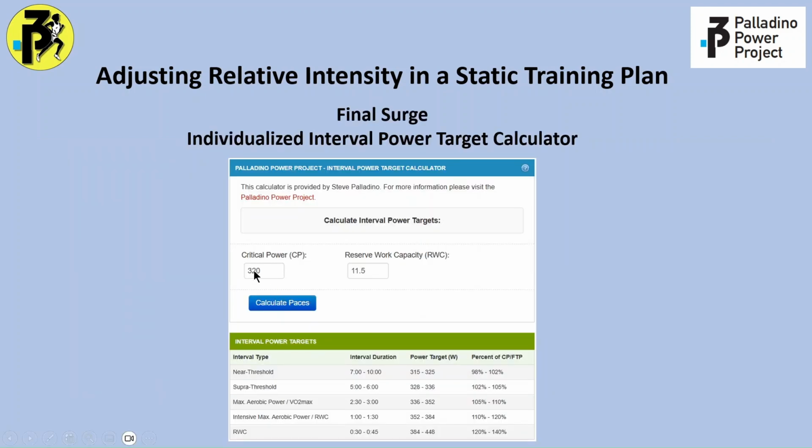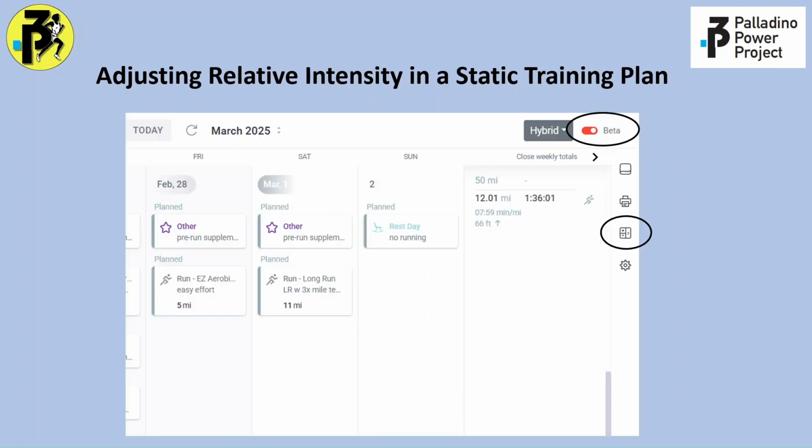This person, let's say they're level 4 and their critical power is 320 and their reserve work capacity is 11.5, max aerobic power intervals, which is how I name them. I use this naming convention. It's recommending 105 to 110 for this individual. So let's go a little bit more into this calculator and where to find it and how to use it. So first, if you're on Final Surge, and by the way, athletes, to get a Final Surge account, it's free.